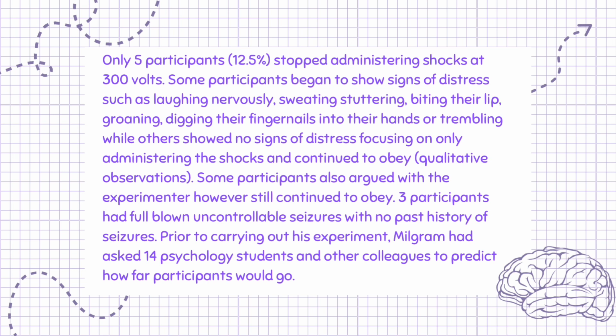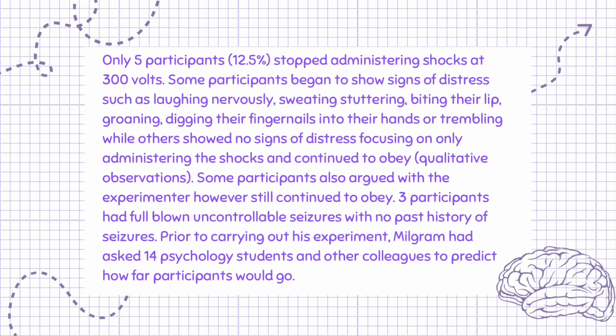Qualitative observations: Some participants began to show signs of distress such as laughing nervously, sweating, stuttering, biting their lip, groaning, digging their fingernails into their hands or trembling, while others showed no signs of distress, focusing on only administering the shocks and continued to obey. Some participants also argued with the experimenter, however still continued to obey. 3 participants had full-blown uncontrollable seizures with no past history of seizures.